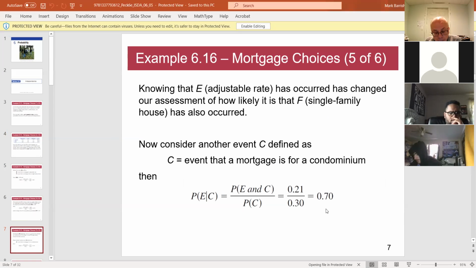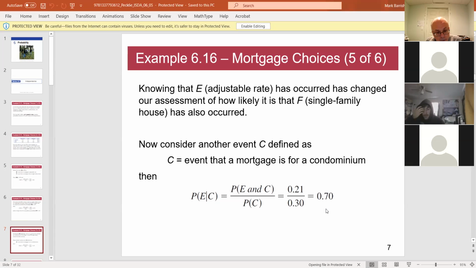Independent. The knowledge of C, the knowledge that the mortgage is for a condo, did not change the probability that we had an adjustable rate mortgage. It's the same probability. The probability of E is equal to the probability of E given C. All right. So if the conditional probability is the same as the unconditional or marginal probability, then we say those two events are independent. And this is again the case right here.